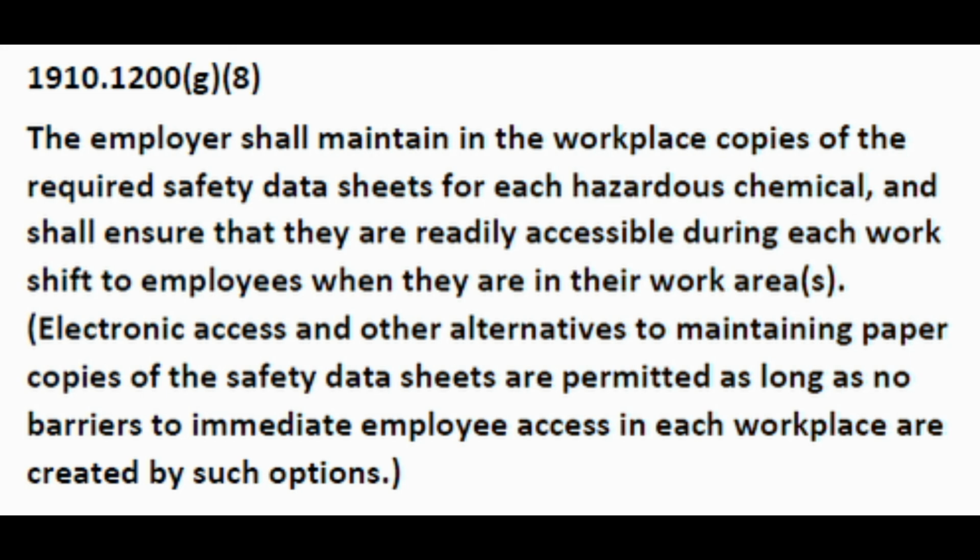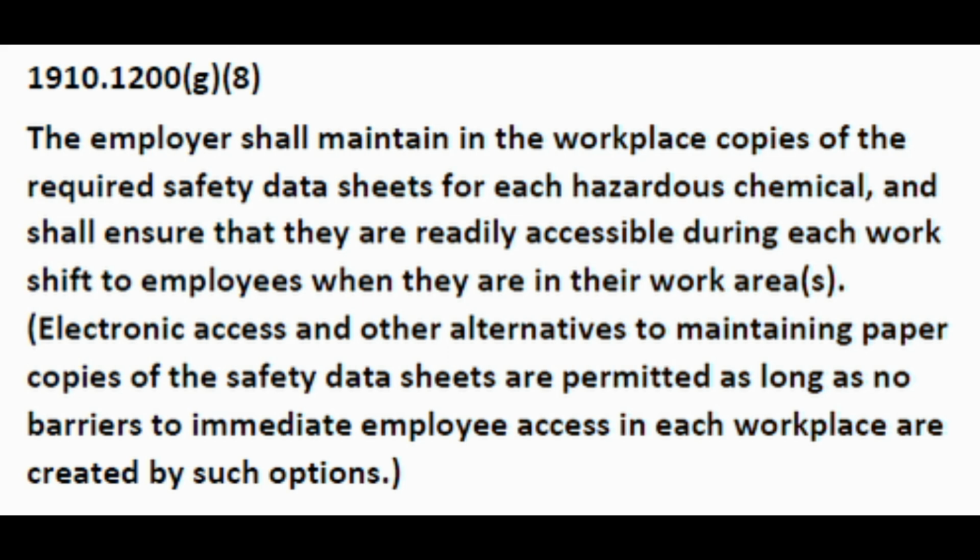1910.1200(g)(8), the employer shall maintain in the workplace copies of the required safety data sheets for each hazardous chemical and shall ensure that they are readily accessible during each work shift to employees when they are in their work areas. Electronic access and other alternatives to maintaining paper copies of the safety data sheets are permitted as long as no barriers to immediate employee access in each workplace are created by such options.